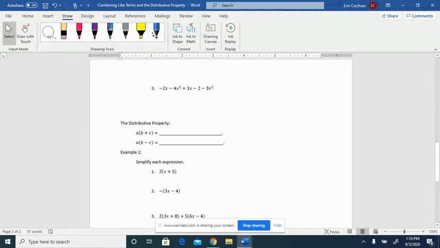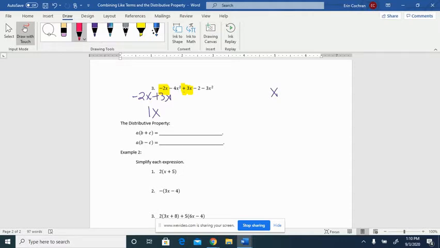Number 3, okay, we have negative 2x, which is alike with 3x. It is not alike with that x squared because it does not have an exponent. So negative 2x can be added to 3x. When we add those, we get 1x. Now with 1x, you can leave it as just a single x.